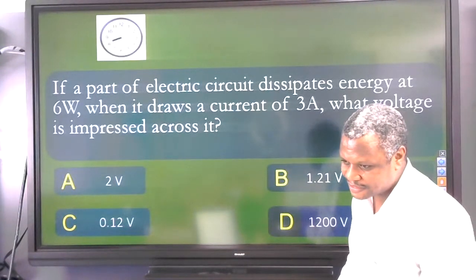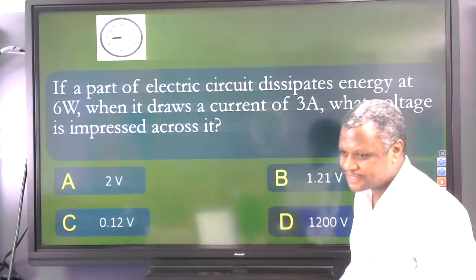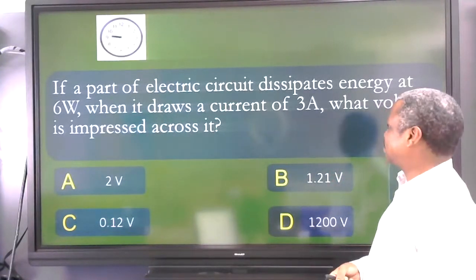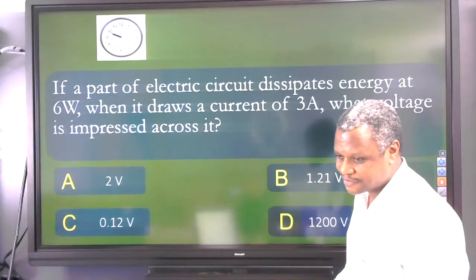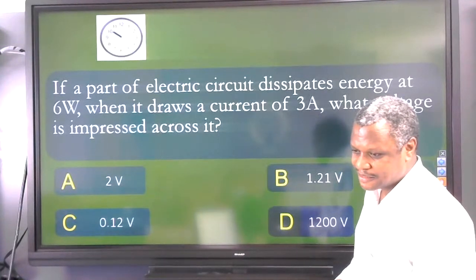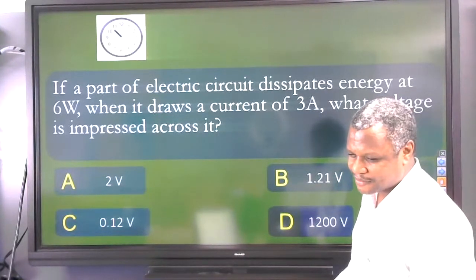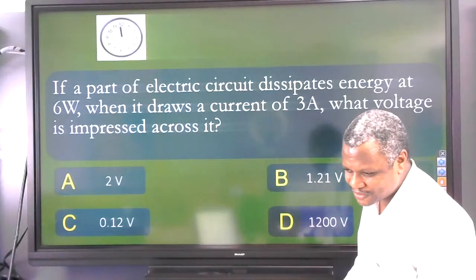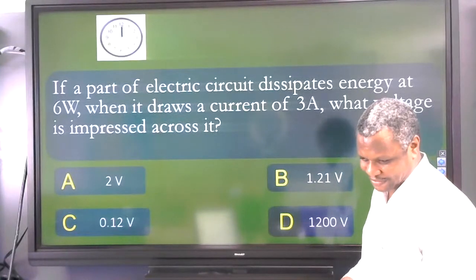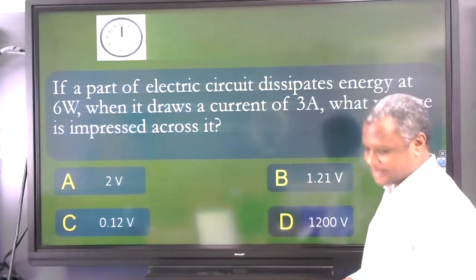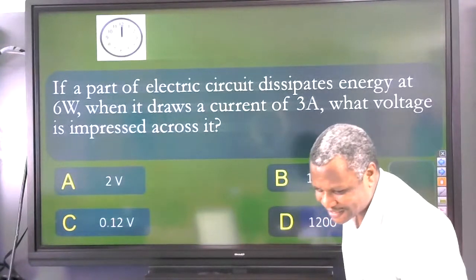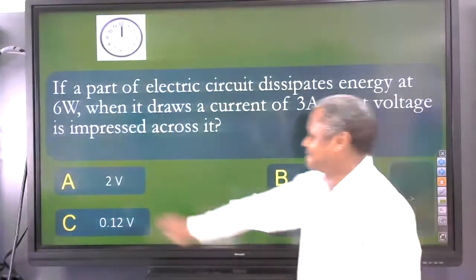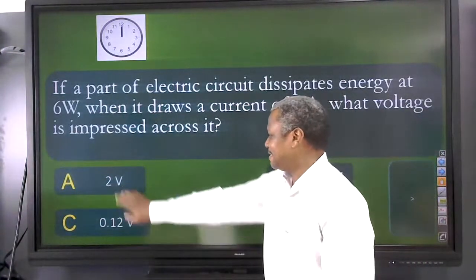Found some few answers here. 3 room 6, number 35, 2 volts. Oh, correct. 3 room 6, correct. Okay. 3 room 2, number 2, 2 amperes. Correct. Here we go. A. So you're saying A. Okay. A. Let's check.